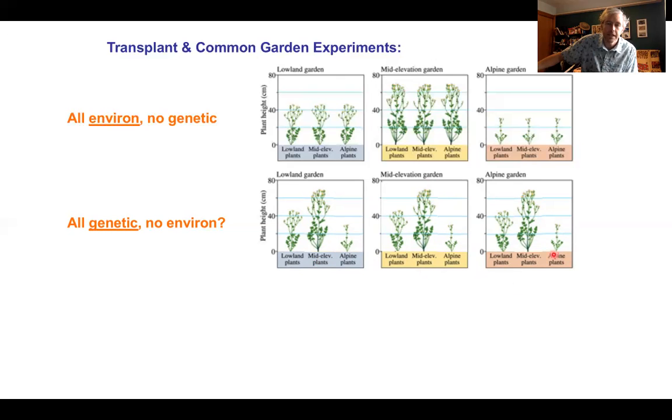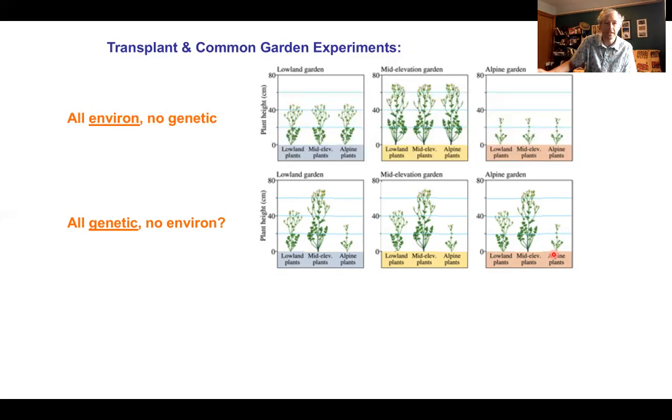This is because, in this case, differences in the phenotype that we observed are all due to genetics. It doesn't matter where you place a plant, what it looks like is determined by where you collected it from, not by where you placed it, because plants from different locations have different genetics, and so as a result, we'd expect that plant to look the same regardless of where you plant it.